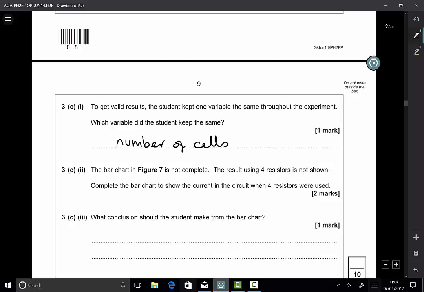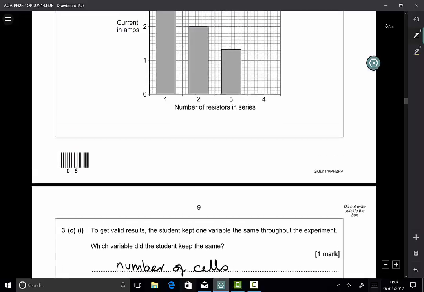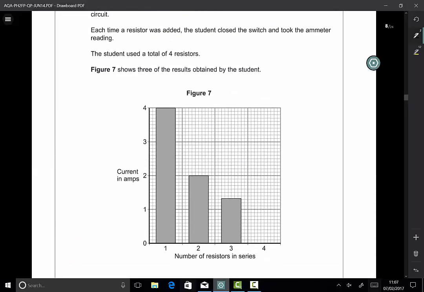The bar chart is not complete. The result of using 4 resistors is not shown. Complete the bar chart. Okay, so we've gone from 1 to 2, so we've doubled the number of resistors and the current has halved. We've gone from 1 to 3, tripling the number of resistors, and it's gone down by a third.